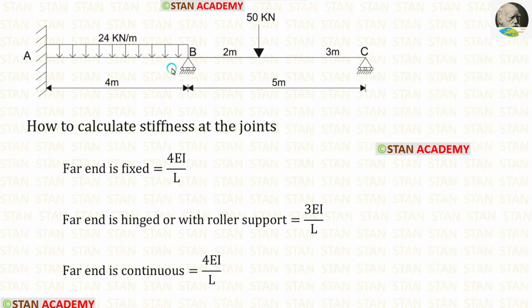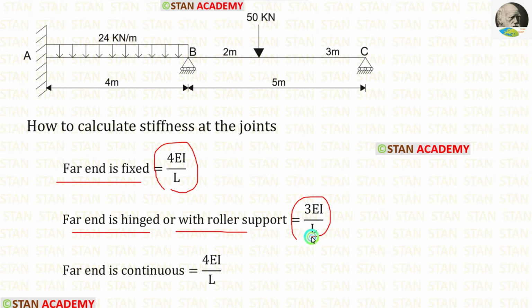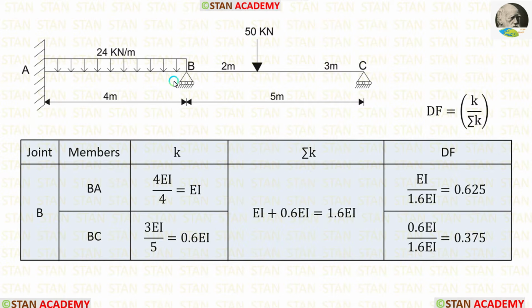In this case, we have to calculate the distribution factor only in the joint B. To calculate the distribution factor, we have to find the stiffness. Let us see the formulas to calculate the stiffness in the joints. If the far end is fixed, the formula is 4EI upon L. If the far end is hinged or with a roller support, the formula is 3EI upon L. If the far end is continuous, the formula is 4EI upon L. Using those formulas, let us calculate the stiffness values in the joint B.